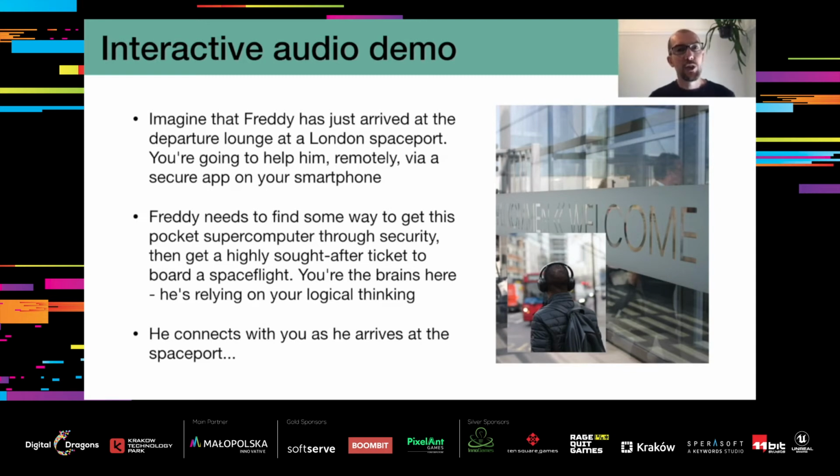So I want you to imagine that Freddie has just arrived at the departure lounge at a London spaceport. You're going to help him remotely via a secure app on your smartphone. Freddie needs to find some way to get this pocket supercomputer through security, then get a highly sought after ticket to board a spaceflight. And you're the brains here. He's relying on your logical thinking. So he connects with you as he arrives at the spaceport.